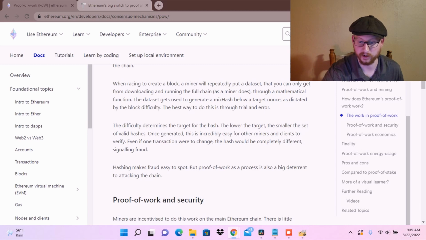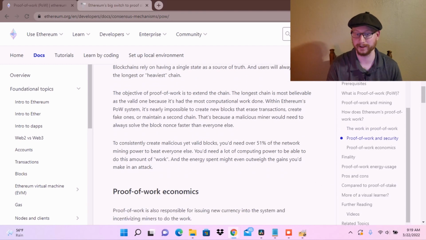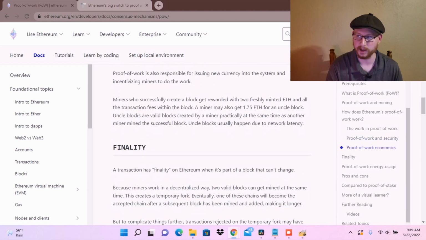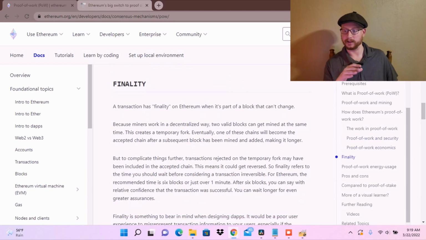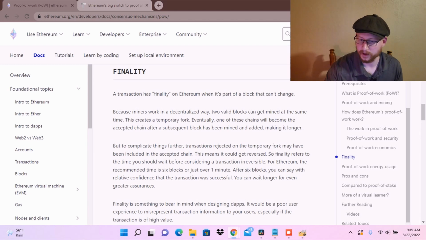Once generated, this is incredibly easy for the miners and clients to verify. Even if one transaction were to change, the hash would be completely different, signaling fraud. That was the proof of work thing: you might be able to enter incorrect information, but there are so many people checking it that it would be noticed and detected quickly. Hashing makes fraud easy to spot, but proof of work as a process is a big deterrent to attacking the chain.